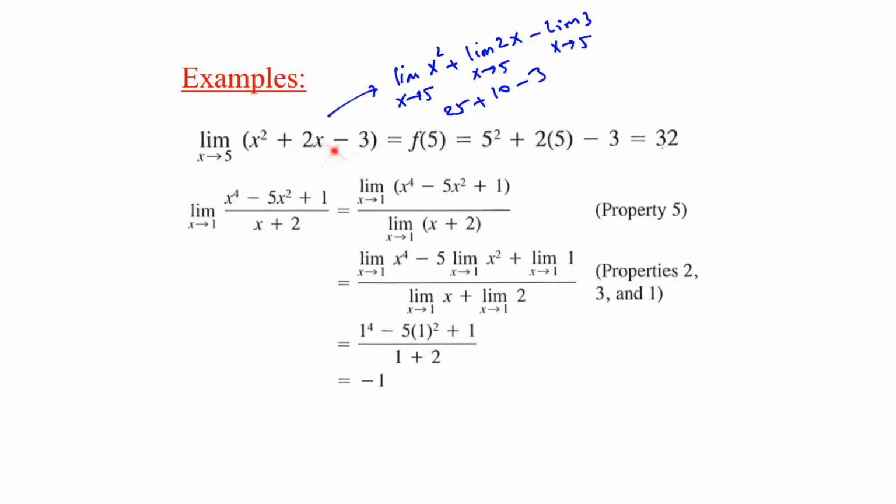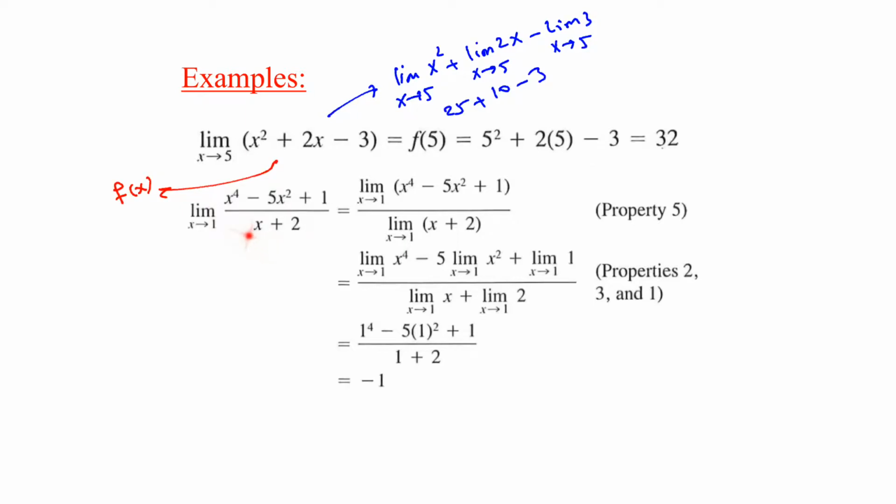Or I can say x^2 plus 2x minus 3 is a polynomial. If we call it f(x), the limit of this polynomial can be found by using the substitution method, which is f(5). That is also 32.